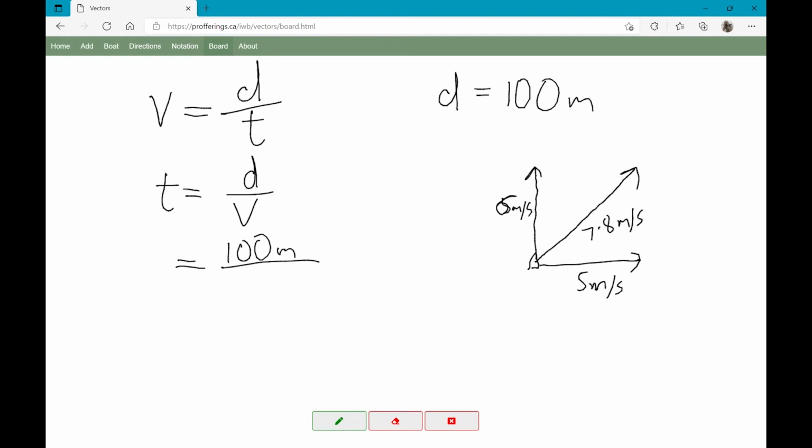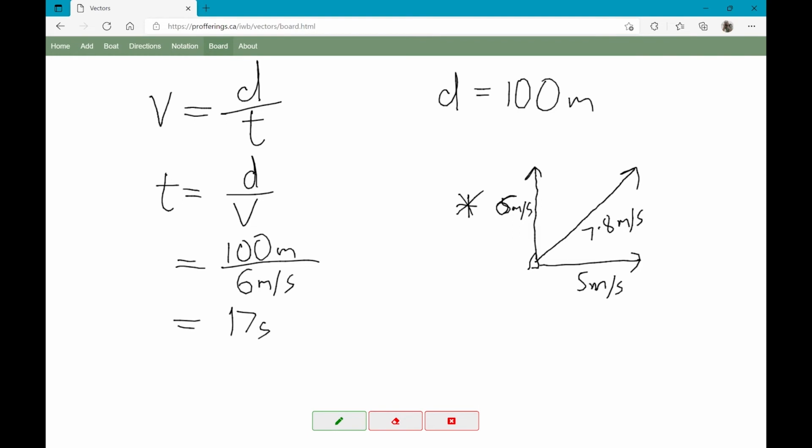We want to know how long it takes to cross the river, so we need to know how fast it is going across the river. And it's still crossing the river at the rate of 6 meters per second. And to the nearest second, that gives us a time of 17 seconds to cross the river. So the trick in answering a question like that is to pick the correct velocity.